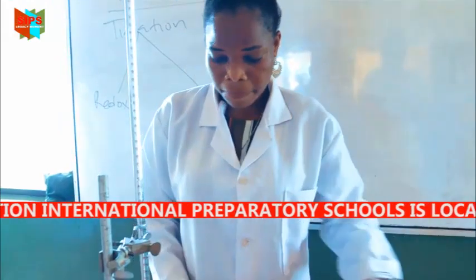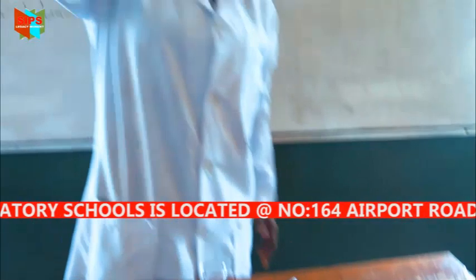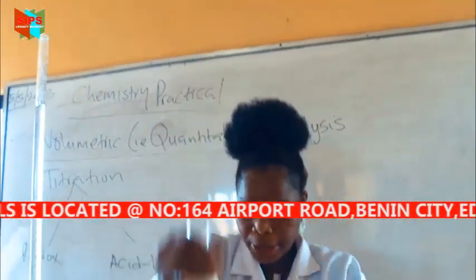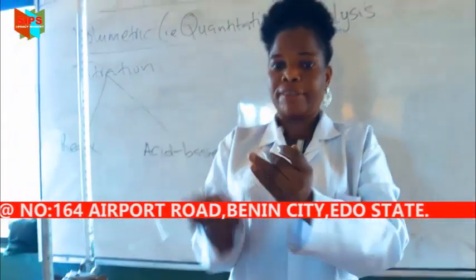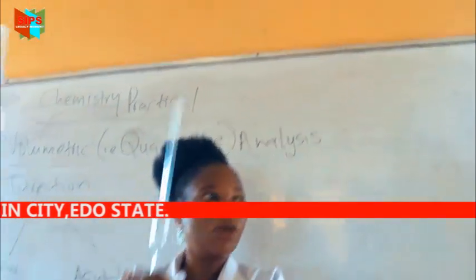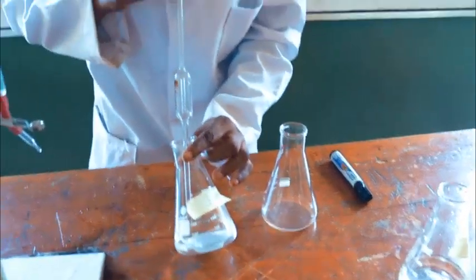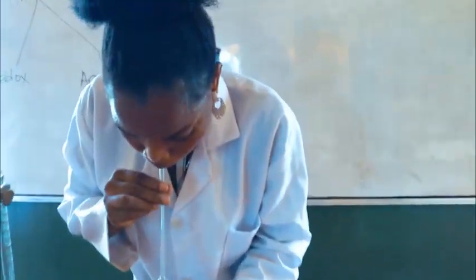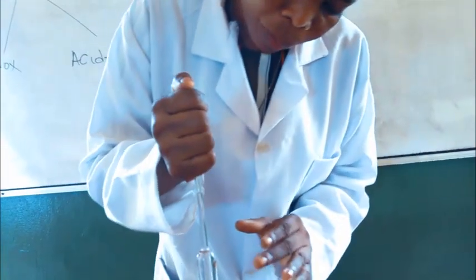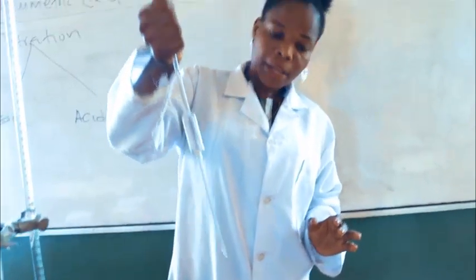It is there now. This is my acid, I will drop it and take my base, which I labeled B, and take my pipette. This is a 25 centimeter cube pipette. We also have 20 and so on, but the one I'm using here is 25 centimeter cube. So I'm going to suck the base. I will pour it into the conical flask.